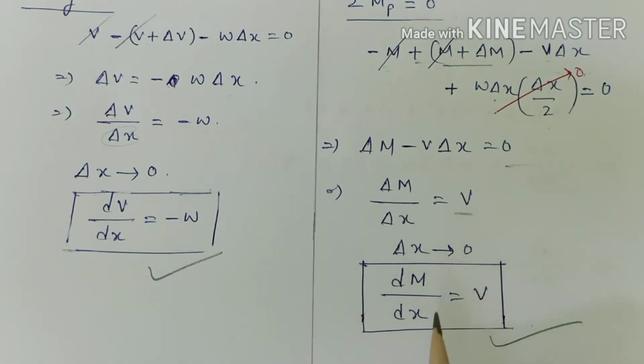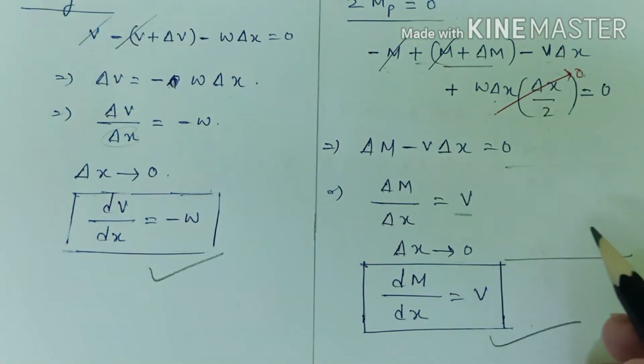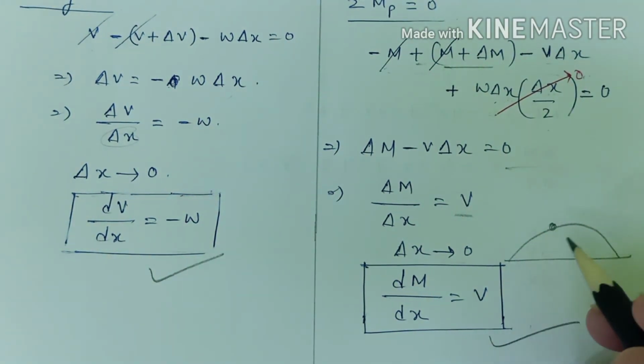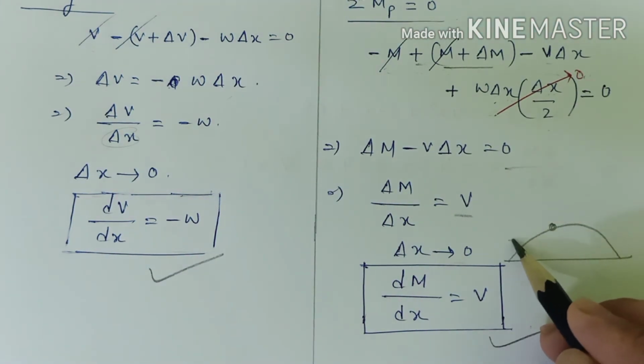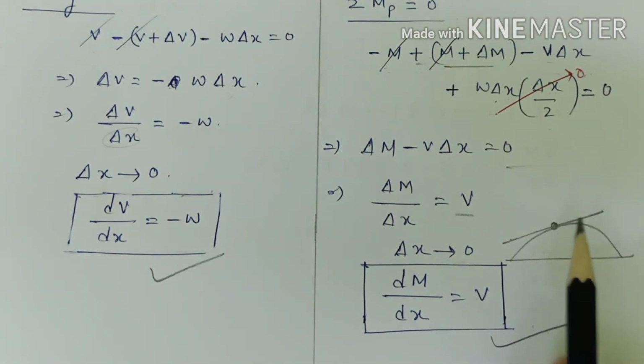The very first thing is, if you consider this particular equation, you can see the value of slope. If you consider a bending moment diagram, or a bending moment curve rather, at any particular point, if you try to calculate the slope, suppose you have a bending moment curve like this, right? So at this point, if you try to calculate the slope, this will essentially denote the value of the shear force at that very point.